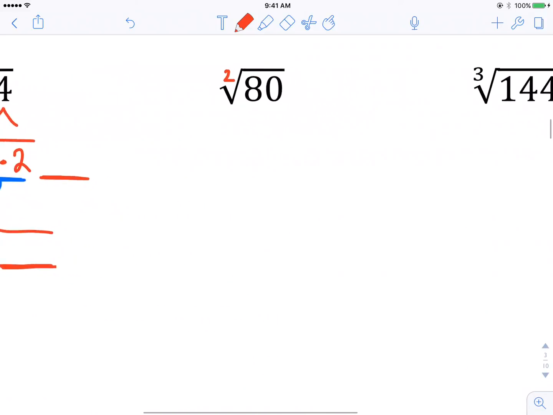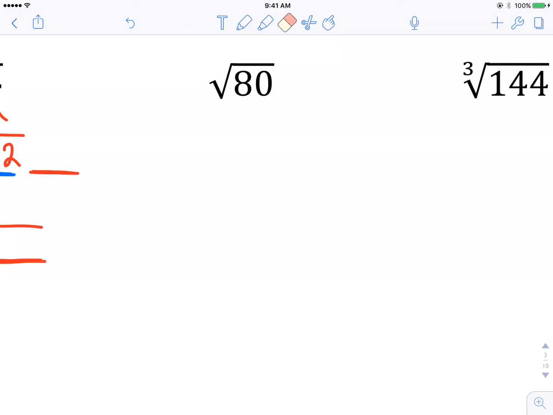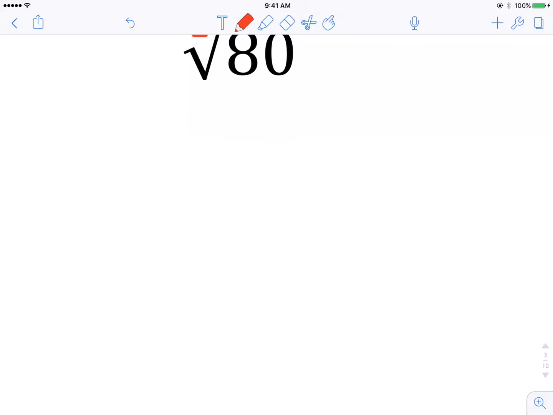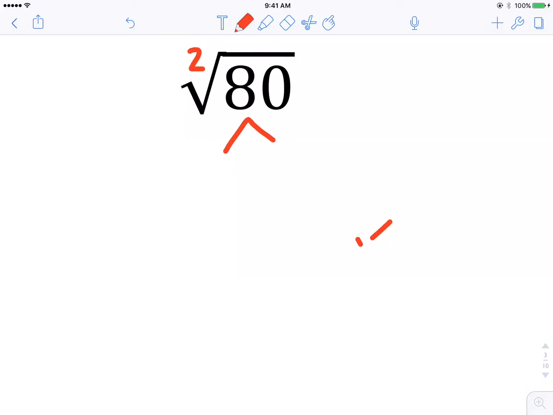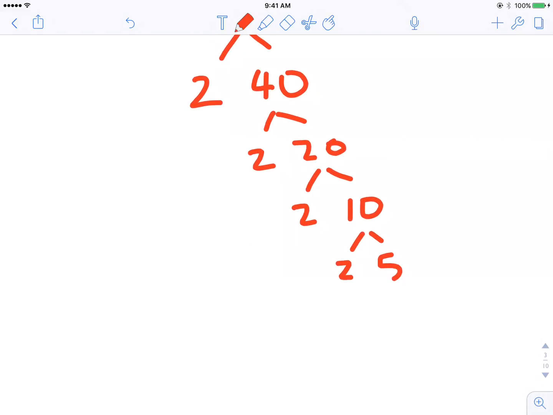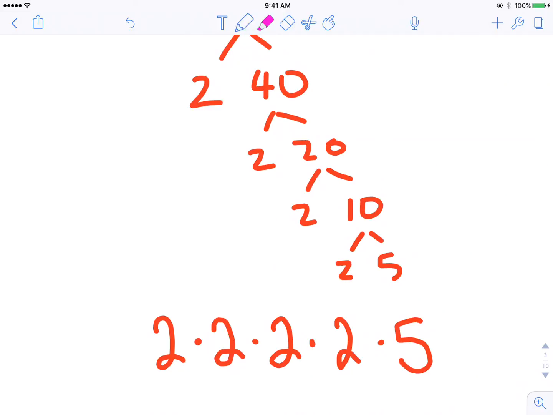Let's look at the second example. Square root of 80. Well, this is what the original example looks like. Root 80. I know that there is a little 2 there. I just never write it. It's the square root of 2. My first step, though, is I still break this down using prime factorization, which is 2 and 40, which is 2 and 20, which is 2 and 10, which is 2 and 5. So I know that my prime factorization of 80 is 2 times 2 times 2 times 2 times 5. 1, 2, 3, 4, and a 5.